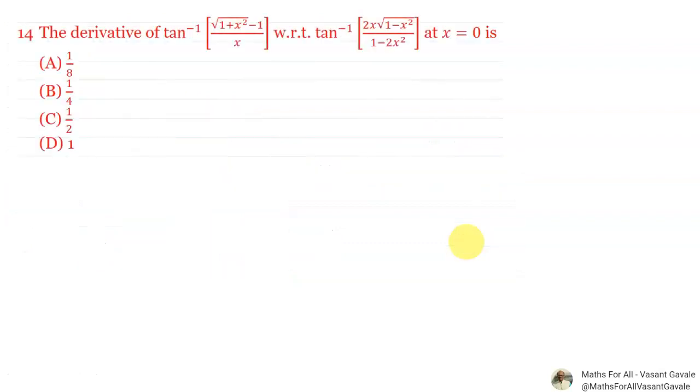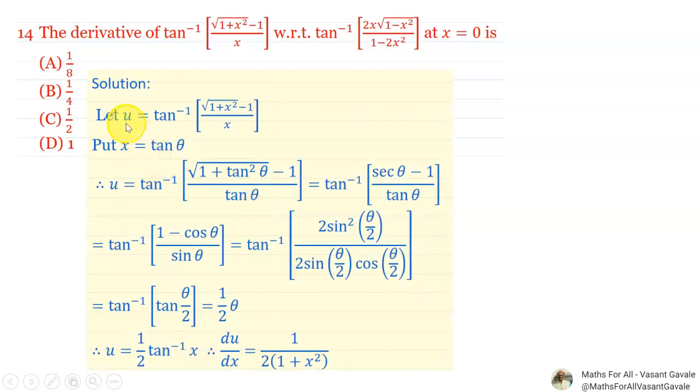Next example, the derivative of tan inverse of (root of 1 plus x square minus 1) upon x with respect to tan inverse of (2x root of 1 minus x square upon 1 minus 2x square) at x is equal to 0 is. Okay, now here u is equal to tan inverse of (root of 1 plus x square minus 1) upon x.